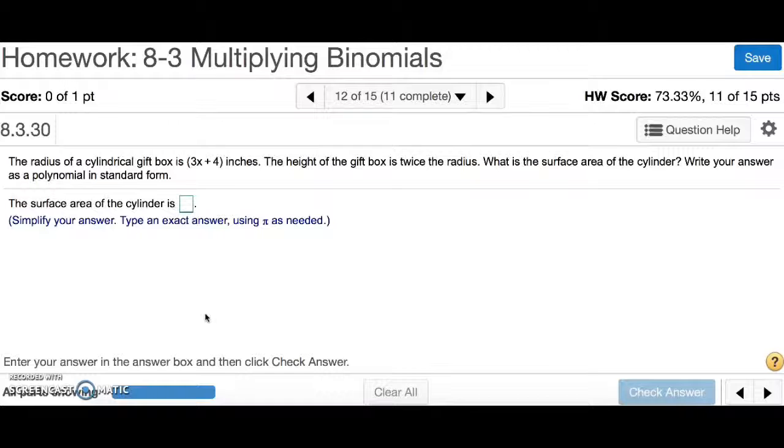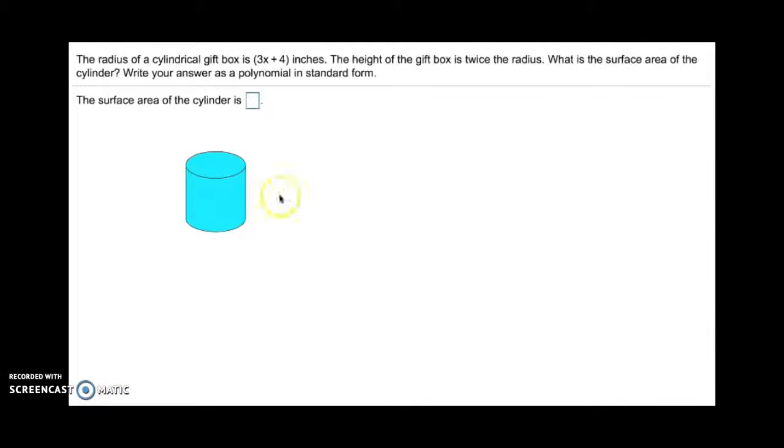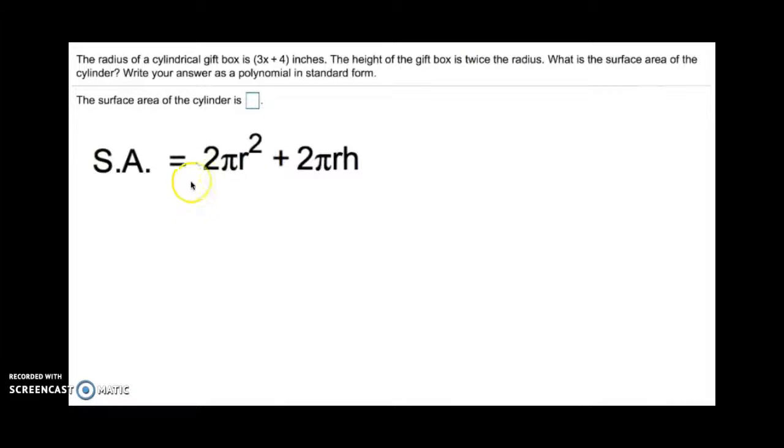Alright, so this is going to be a little bit involved, but let's take a look at it. So this is a cylinder. The surface area is the area of literally everything on the outside of the cylinder, the top, the bottom, and all the way around. Okay, so the formula for surface area is going to be 2 pi r squared plus 2 pi r h, where r is the radius and h is the height.